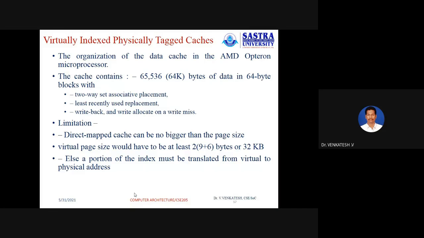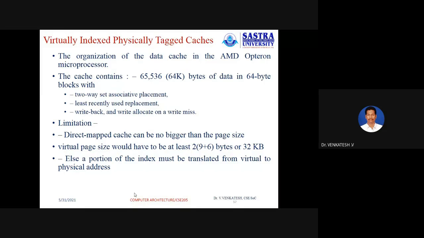We have something called write back, or otherwise we can go with write allocate on a write miss. Whenever we have a write miss, we can write back all those things. So in that case, what is going to be the limitation? The limitation is that a direct-mapped cache can no longer be bigger. So we go for a virtually indexed two-way associative cache. In that case, we can use 9 plus 6 bits, or 32 KB of information.